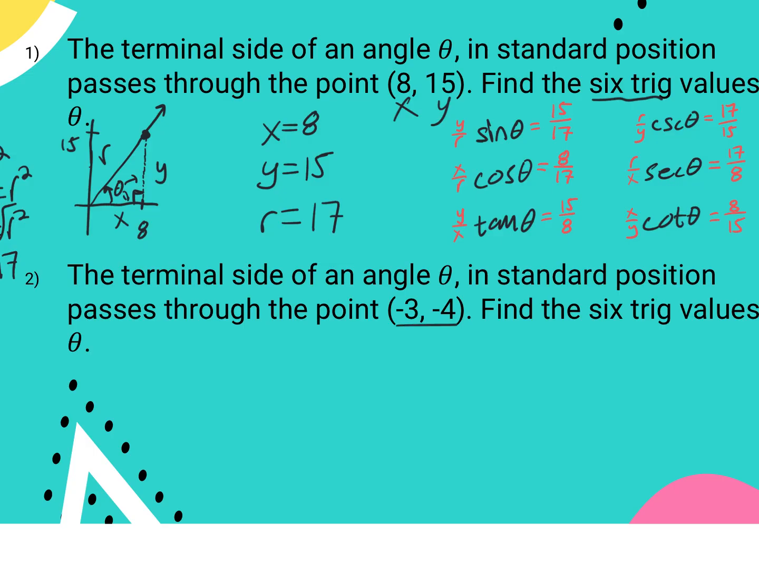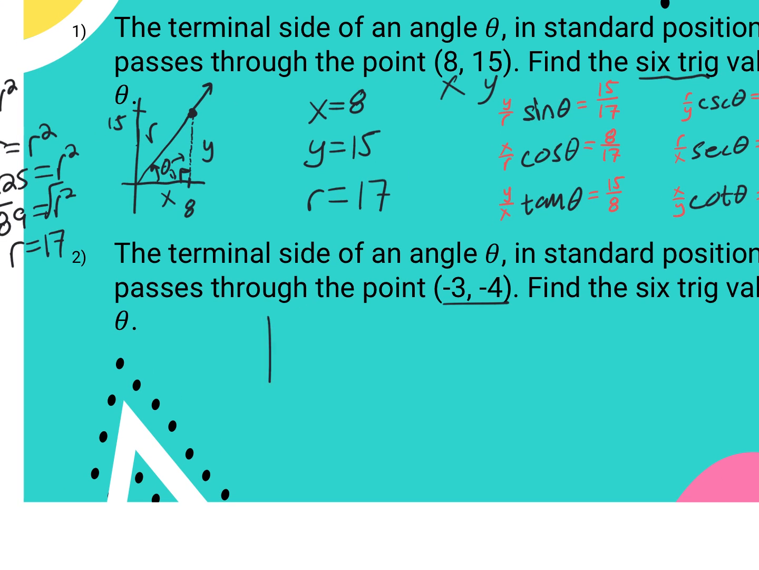We're given a point, -3, -4. Let's just sketch it out. Eventually, you won't have to sketch it out. You can figure out this information just by doing x squared plus y squared equals r squared and labeling x, y, and r. We have that x is -3, and then y is -4. So we have a point that looks something like that. And then we have this angle right here, so this is our angle.